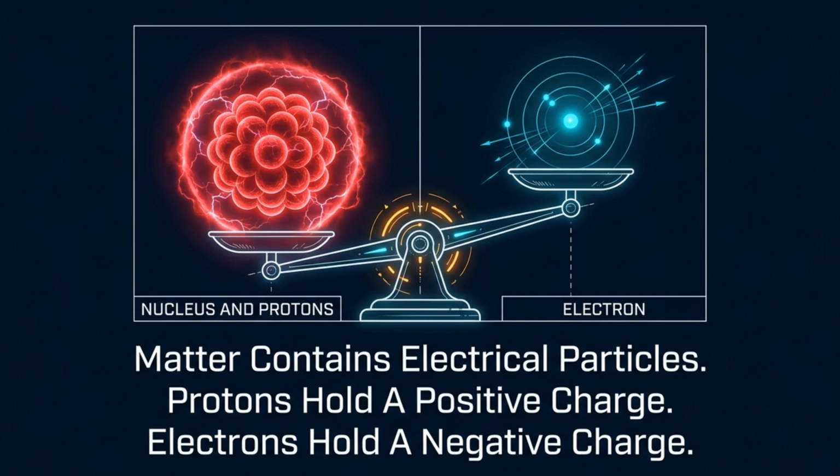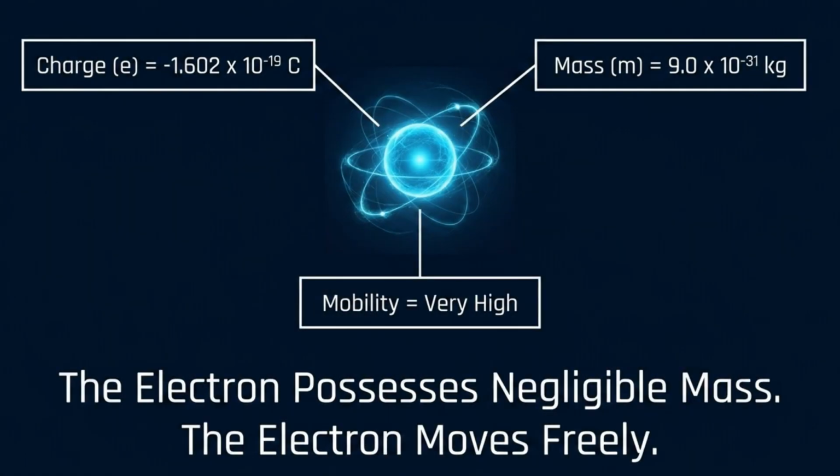Matter contains electrical particles. Protons hold a positive charge and are located in the nucleus. Electrons hold a negative charge and orbit the nucleus. The electron possesses a negligible mass and very high mobility. Its charge is minus 1.602 times 10 to the power of negative 19 coulombs, and its mass is 9.0 times 10 to the power of negative 31 kilograms.